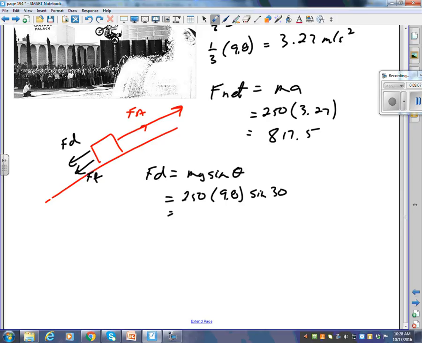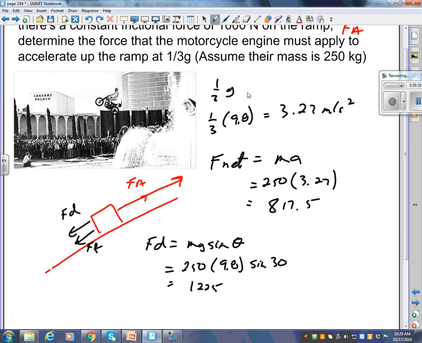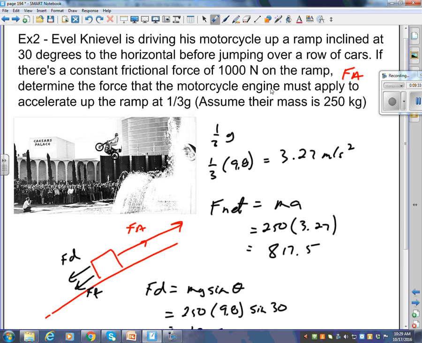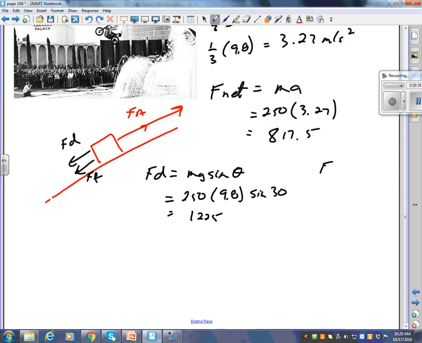I think that value is 1225. Did I get that right? Yeah? Okay. Now there's also FF, but how much is the FF? Well, I think it told us, didn't it? There's a constant frictional force of 1,000 newtons. So they're just going to say FF is equal to 1,000. Right? Okay, so now I think I can write, I'm almost done.